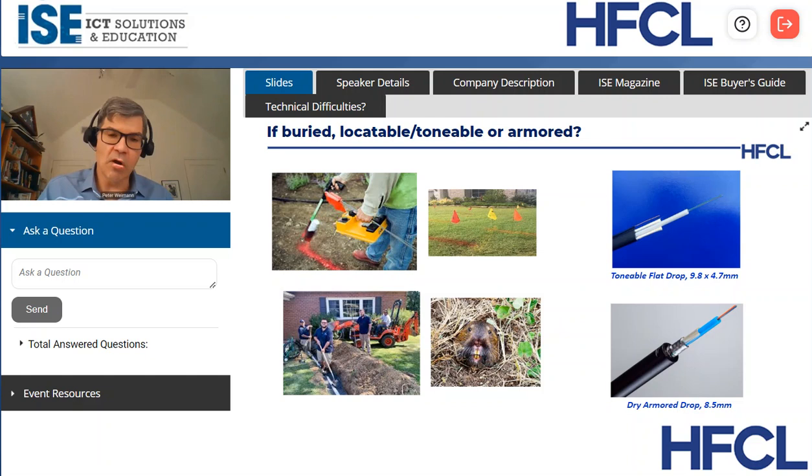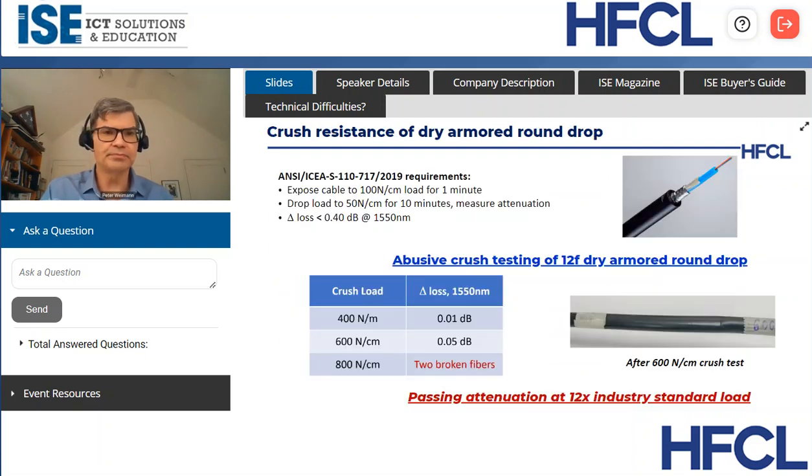The dry armored drops are going to be the most invulnerable to attack, but they're going to be bigger and heavier and require a little more labor to install.